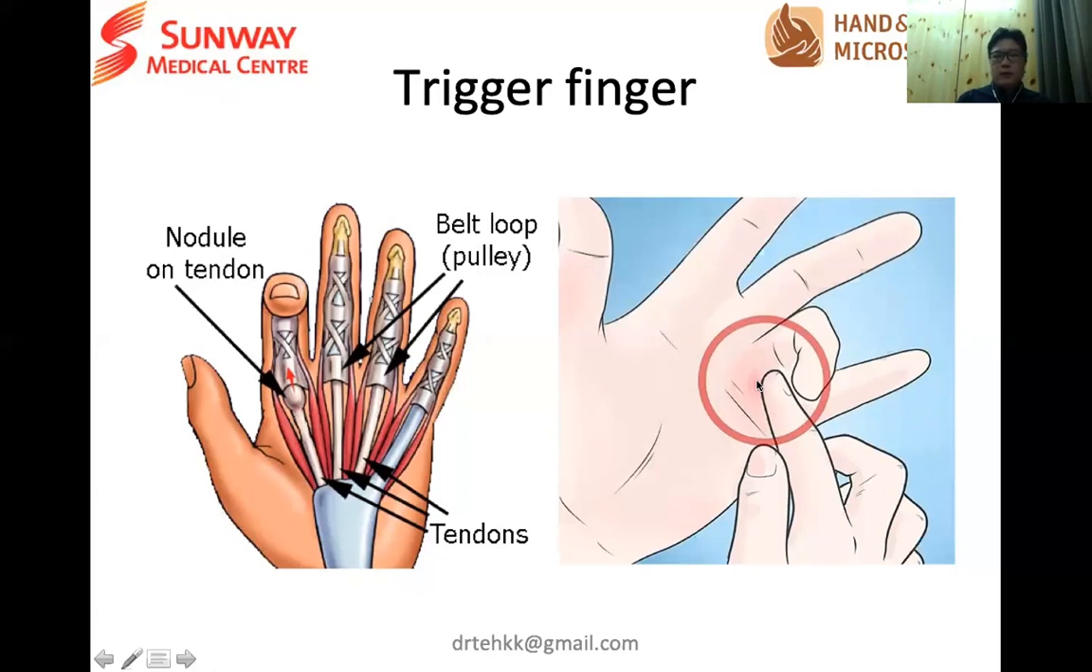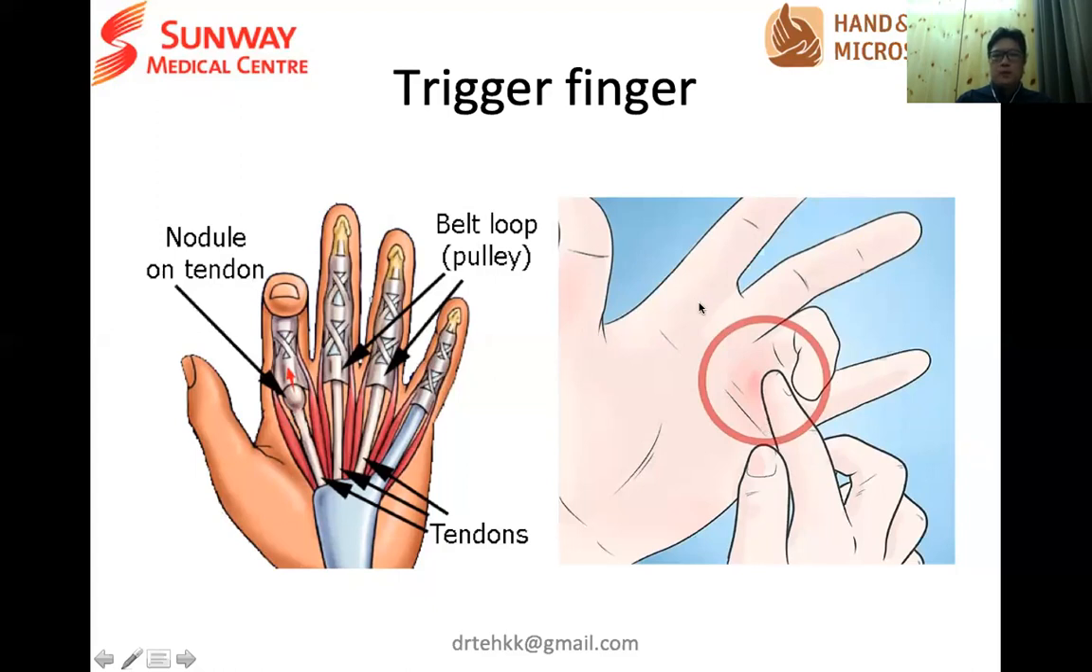There are different grades of trigger finger. The first, grade one, is where you only have pain but no clicking. Sometimes patients don't tell you they have clicking. So if you have pain only over the finger and no clicking or jamming, you want to think about trigger finger, because this is very common. Often patients don't get diagnosed at stage one.